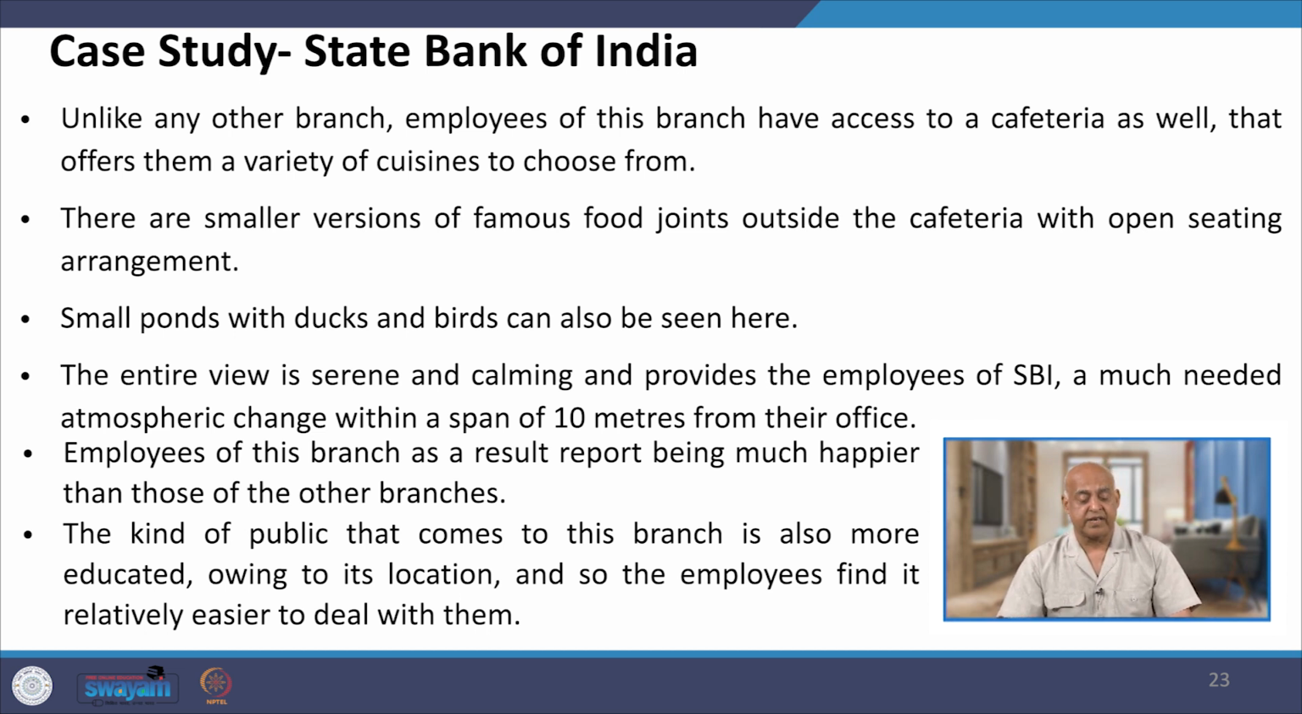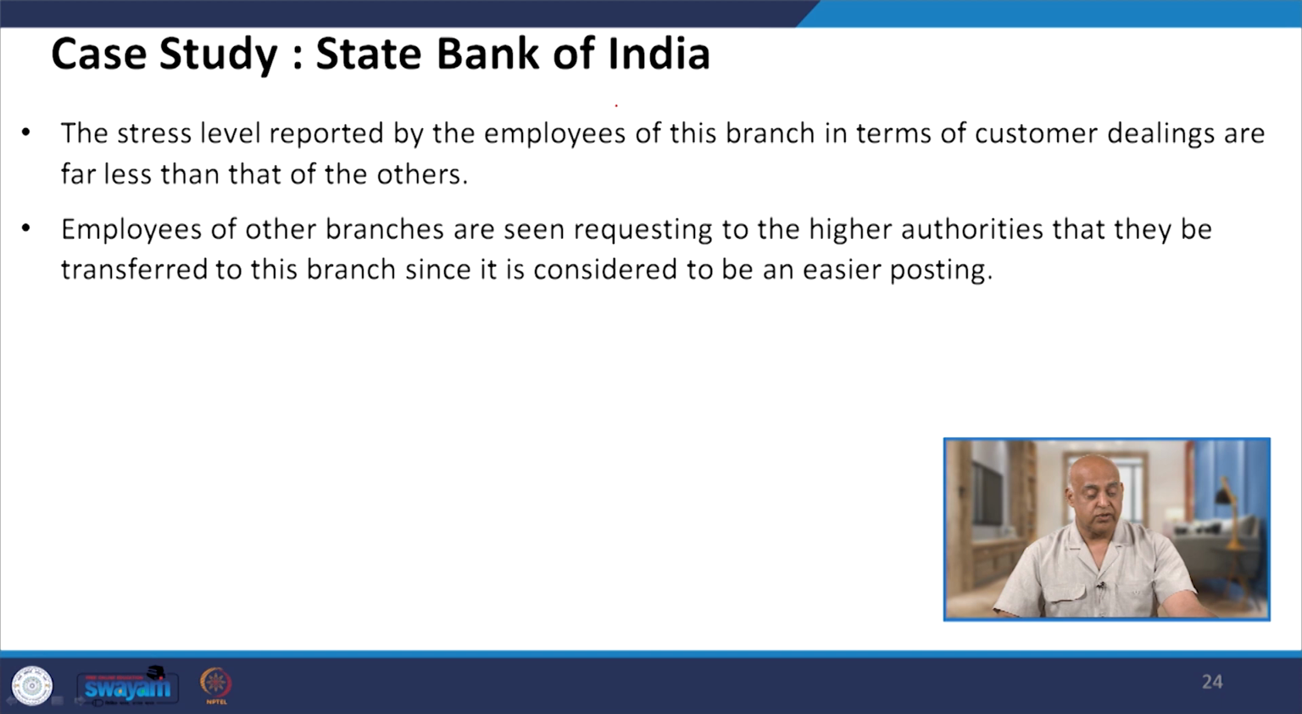Small ponds with ducks and birds can also be seen here. The entire view is serene and calming and provides the employees of SBI a much needed atmospheric change within a span of 10 meters from their office. Employees of this branch as a result report being much happier than those of the other branches. The kind of public that comes to this branch is also more educated owing to its location, and so the employees find it relatively easier to deal with them. So, the stress level reported by the employees of this branch in terms of customer dealing is far less than that of the others.